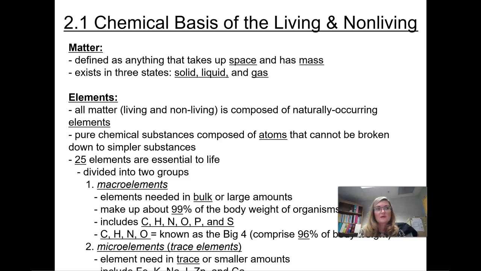Elements are going to be what that matter is. So everything's going to be made up of matter, and those atoms of matter are going to be a specific thing. So that's going to be your element. So all matter, living and non-living, is composed of these naturally occurring atoms. 25 elements are going to be essential to life. You've got the major ones, which are going to be the macro elements. These elements are needed in bulk and large amounts. So they're going to make up about 99% of the body's weight of an organism.